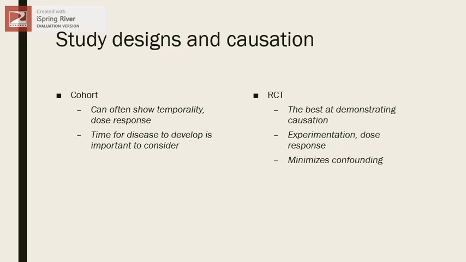And then the randomized control trial is the best at demonstrating causation because it's an actual experiment. This is really good at getting at dose response because you can provide different levels of intervention. In physical activity, for instance, you could have people do 3 days a week of exercise versus 5 days a week, and you could see, does disease risk actually decrease with more activity or not? The randomized control trial is so good because it minimizes confounding. The randomization that you use, the blinding that you use, minimizes it.